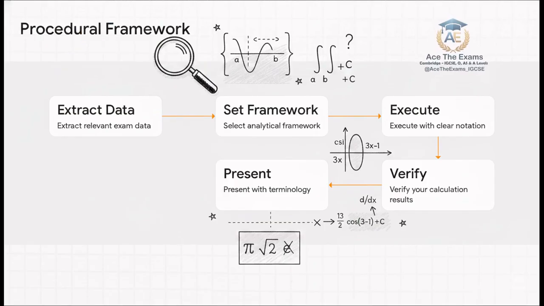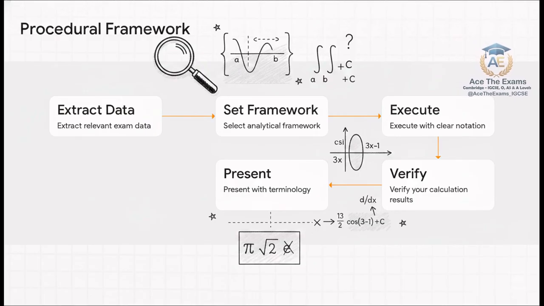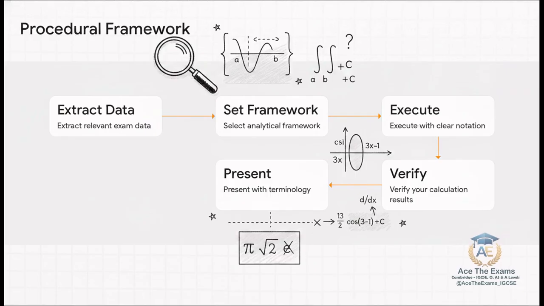Step 2. Select the analytical framework. Ask yourself, is this a definite integral with given limits or an indefinite integral requiring a plus c? Step 3. Execute with clear notation. This is where you actually do the integration. If you are integrating cosine of 3x minus 1, your clear execution must physically show the 1/3 multiplier out front.